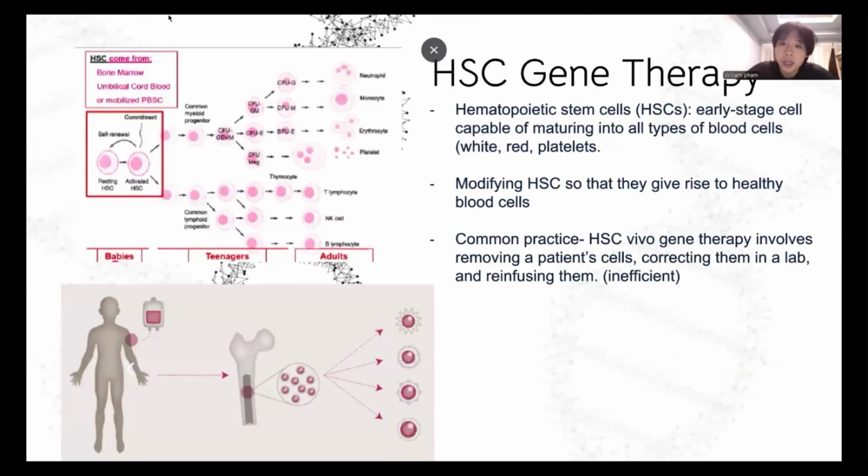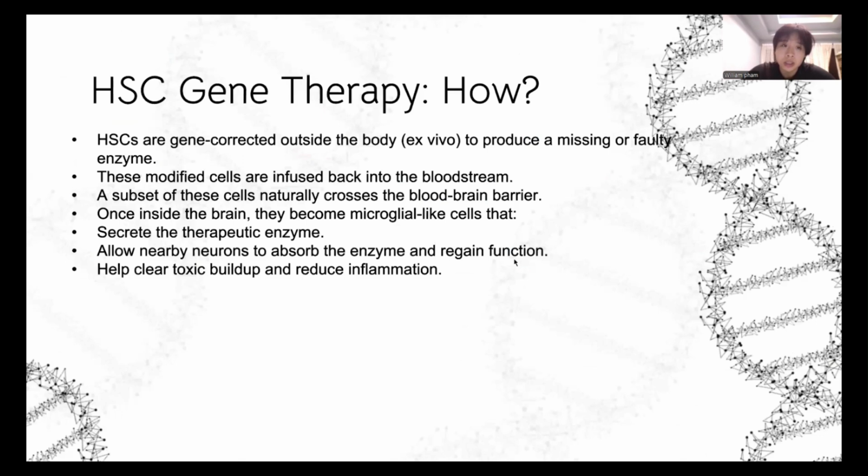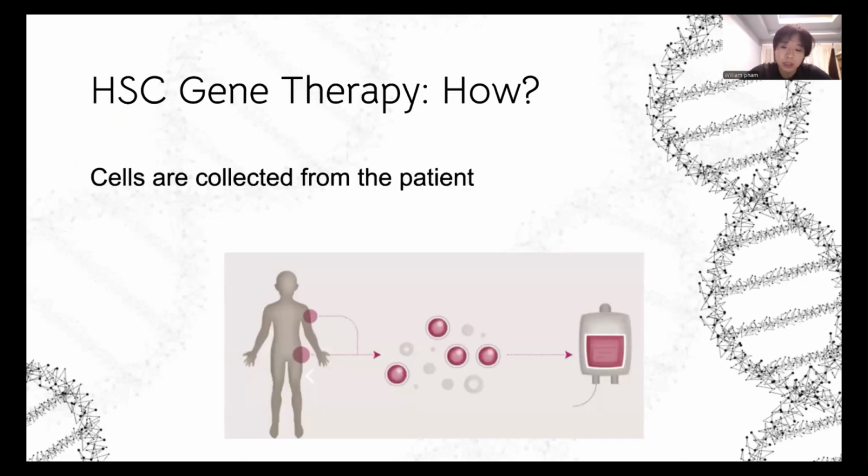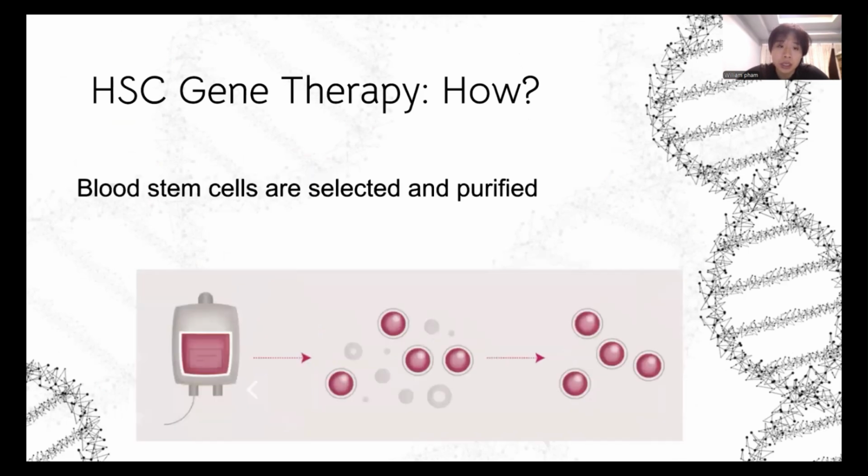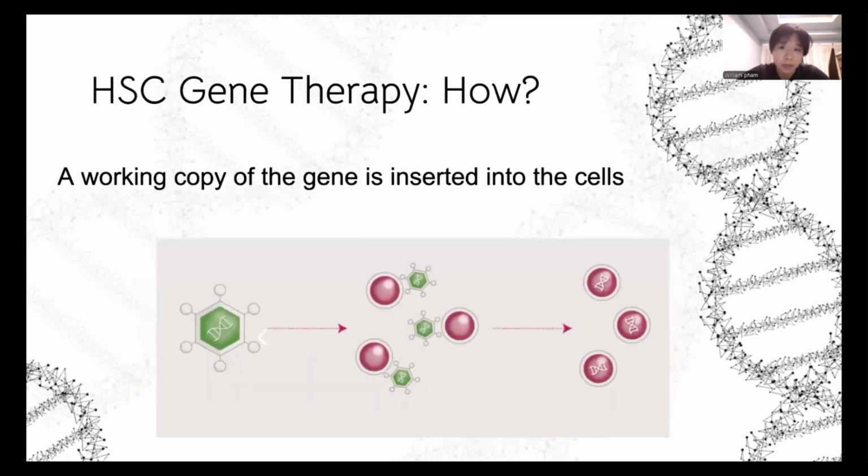The next gene therapy would be hematopoietic stem cell gene therapy, where we're editing stem cells so they give rise to healthy ones instead. I'll go through the steps. The first step is that the patient's own stem cells are harvested, either through bone marrow extraction or leukapheresis. The next step is where the stem cells are modified outside of the patient, so that they produce healthy cells. Next, a working copy of the gene is inserted into the cells.